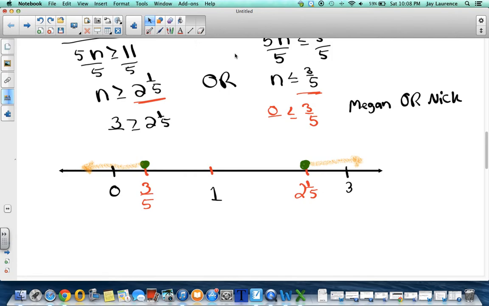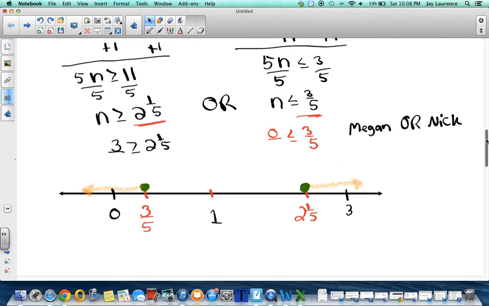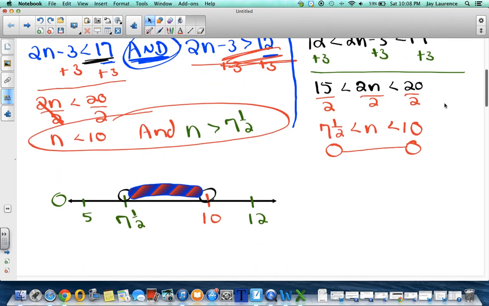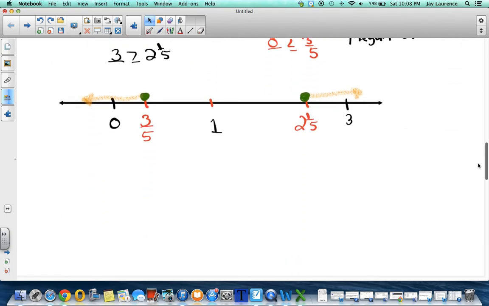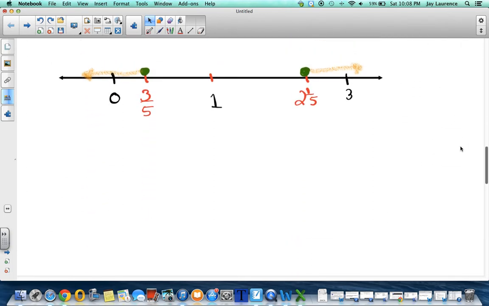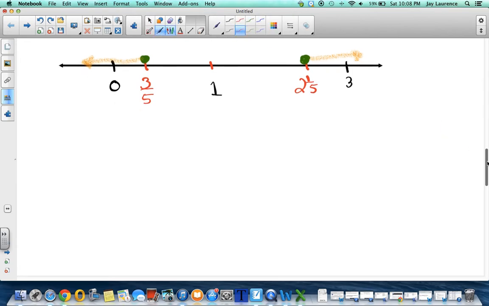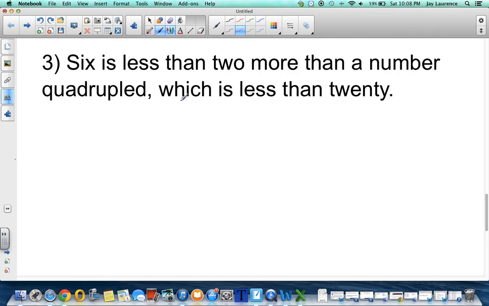By the way, you know how I wrote the last problem as one big inequality? Right here, right? That one right there. You cannot do that with an or. You can't do it with an or. Do not write an or as one sentence. All right, let's get on to the third problem.